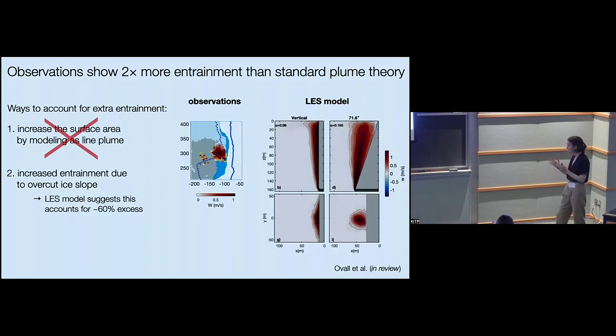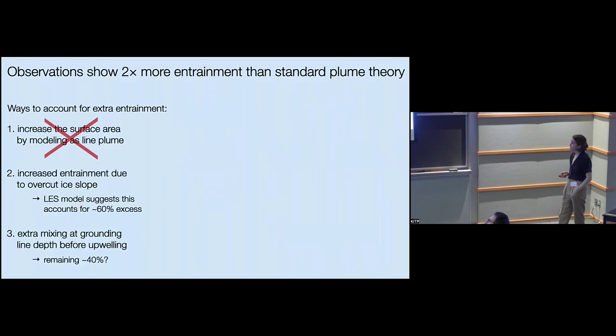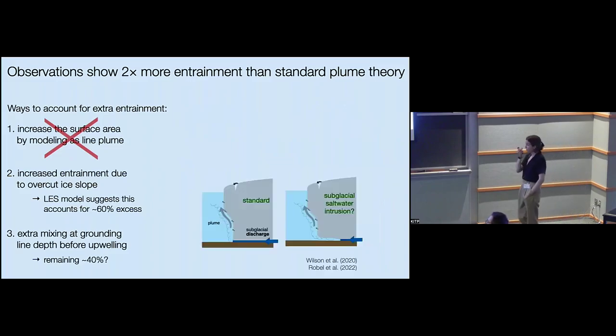And so the LES modeling suggests this is maybe accounting for about 60% of this excess entrainment into the plume. The other piece, this is a little more speculative, but it seems like the extra mixing that we can't account for through this mechanism is likely due to enhanced mixing at the grounding line depth.